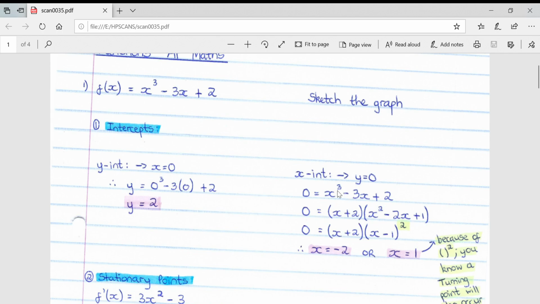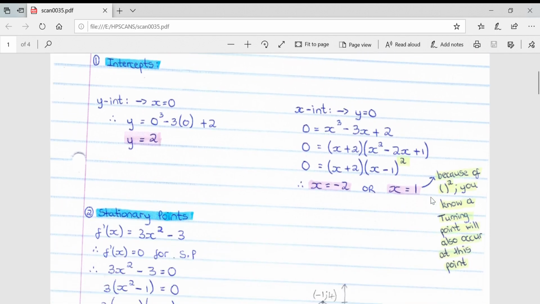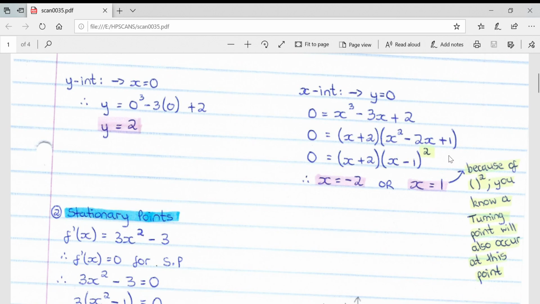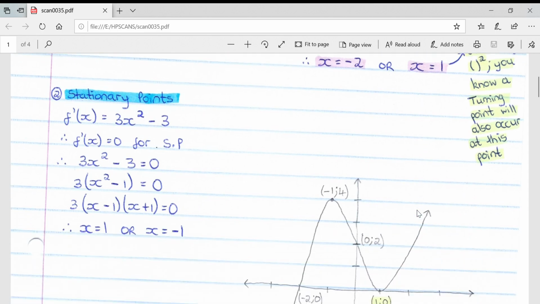Then if you go to your x-intercept, you're making y equal to 0. So you're making the equation equal to 0. You factorize and you come to see that x equals minus 2 or x equals 1. Just an important side note, you'll see I've made a note of it here in yellow. If you get a bracket that is squared, you know that because of the squared bracket, a turning point will also occur at this point. So there will also be a stationary point at x equals 1.